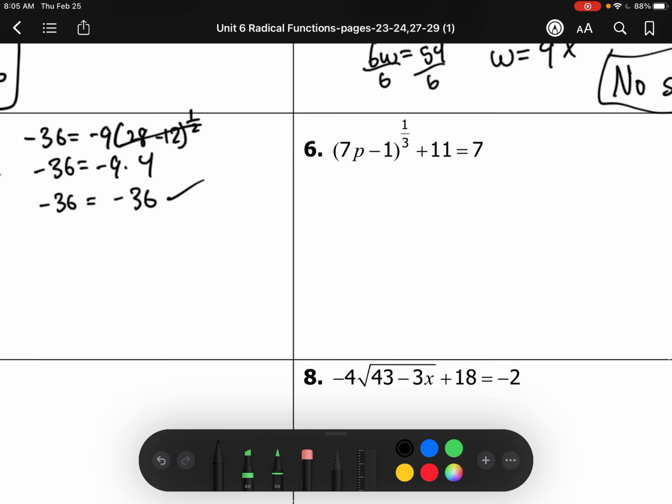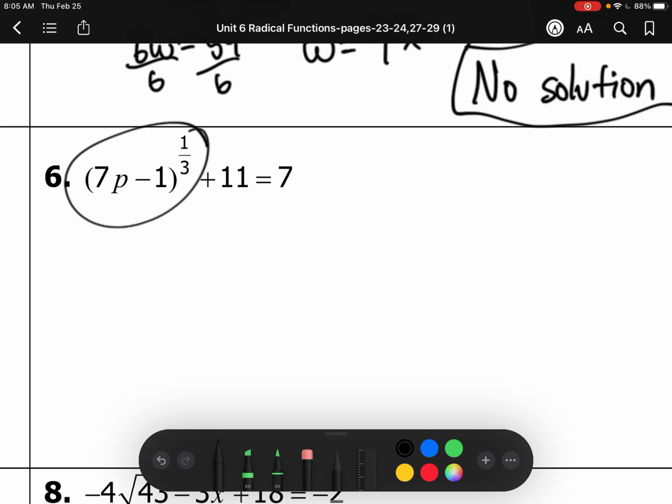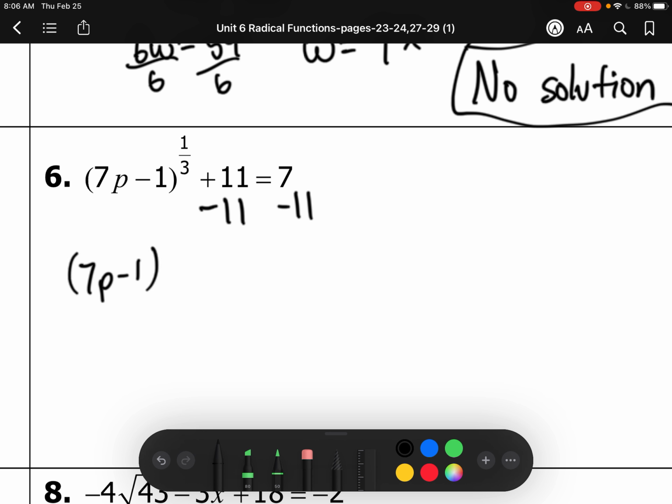All right. So number 6, this time I'm not going to change it to a radical. However, this would be the cube root. But I'm just going to raise it to the exponent 3, right? Because I know that 3 is my root. So I'm going to subtract 11 from both sides, right? I have to isolate my radical first. I get 7p minus 1 raised to the power 1 over 3 is equal to 7 minus 11, which is going to be negative 4. So now I'm going to raise both sides to the power 3.